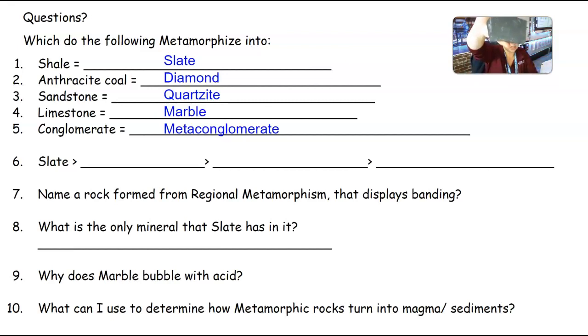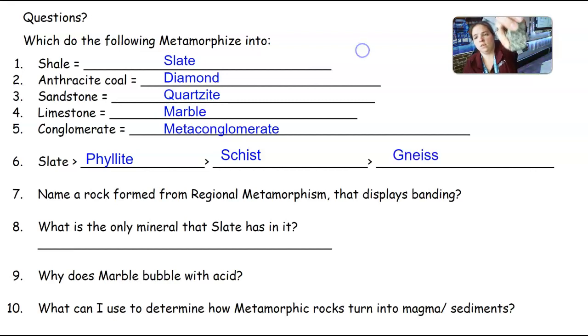Slate goes into phyllite, which I do not have, which then pushes into my schist, and then it goes into my banding with the gneiss. So slate, phyllite, schist, and then gneiss.